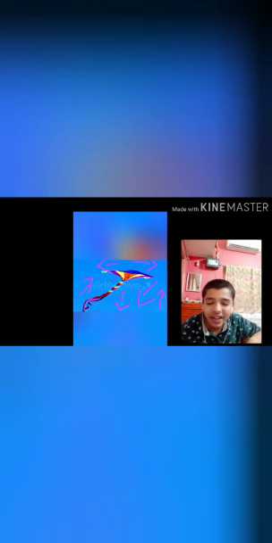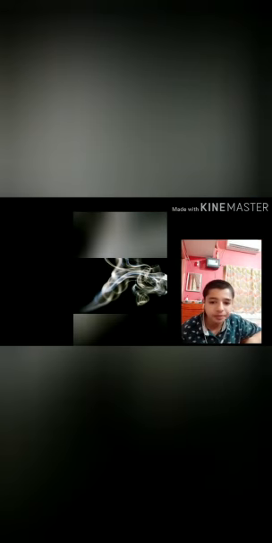Now another very common example of random motion is smoke. All of you know that smoke moves in all directions. Sometimes there, sometimes here, sometimes there. That's why this is random motion. Okay, I think you have understood.